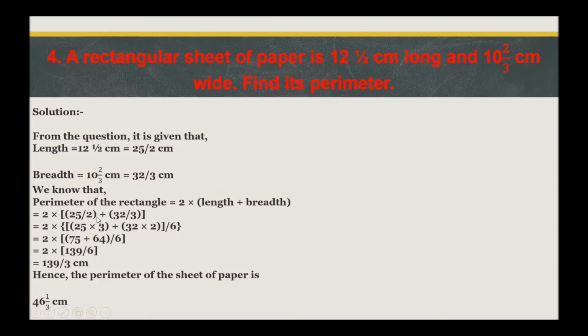Now we will find the LCM because the denominators are different. So the LCM of 2 and 3 is 6. Now we will make them equivalent and then we will add. So it is 75 plus 64 upon 6. So it is 139 upon 6. Now we will cancel 2 and 6. So it is 139 upon 3 centimeters. Hence the perimeter of the sheet of paper is 46 and 1 by 3 centimeters.